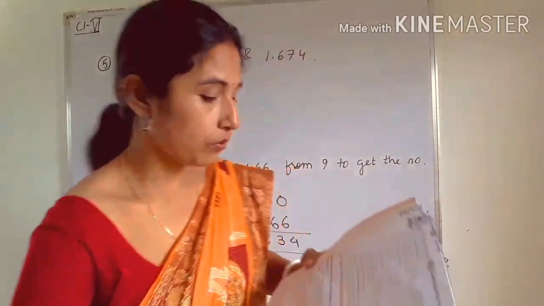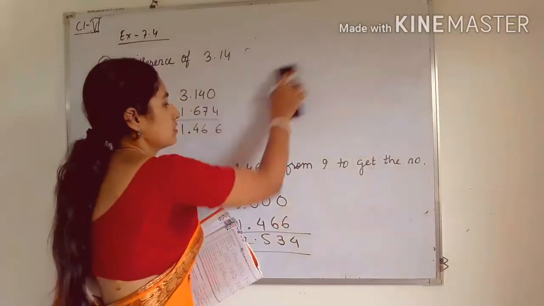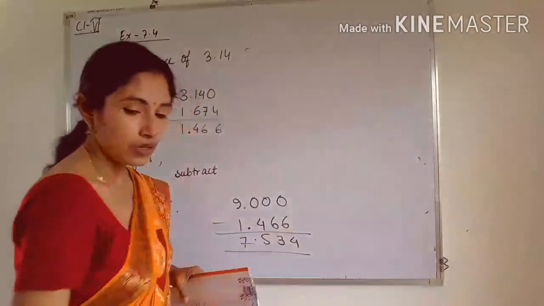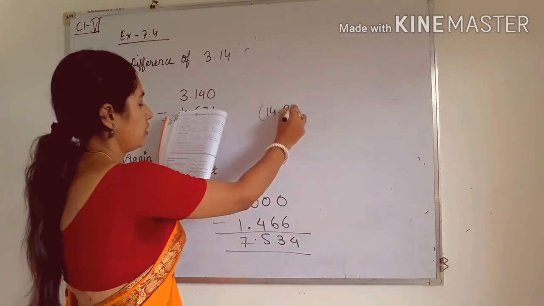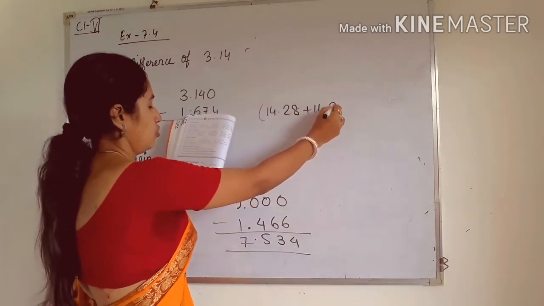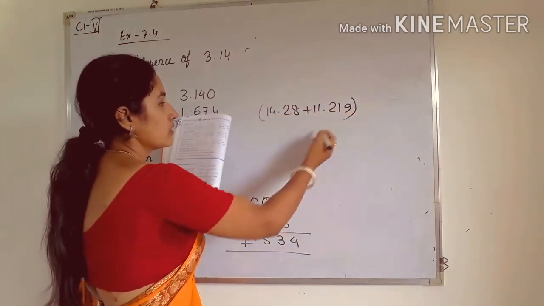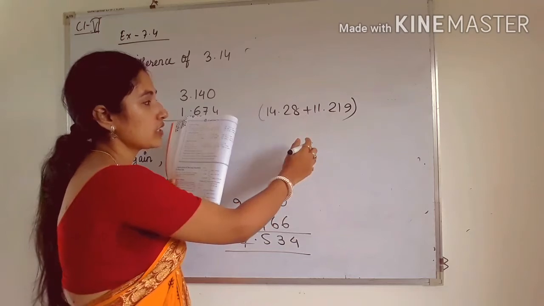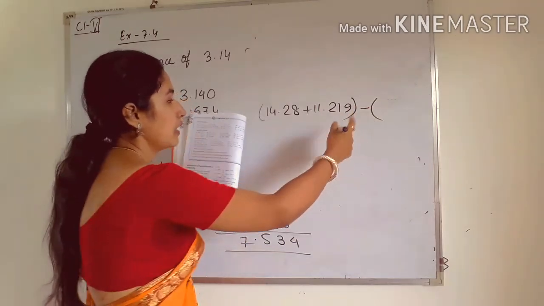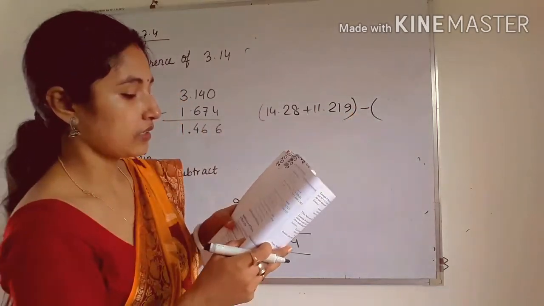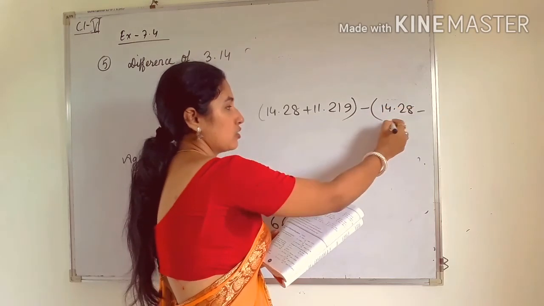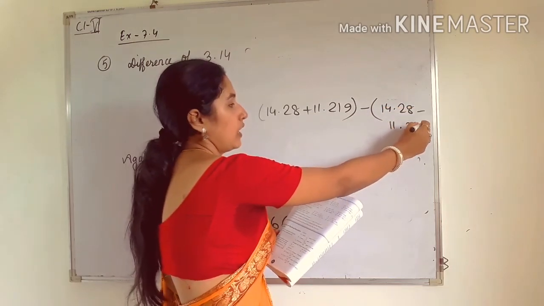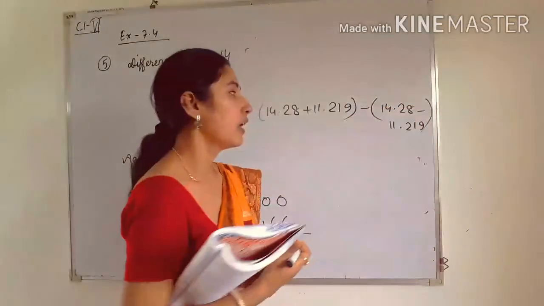So you have to make the expression like this. See, I am just discussing with you; the remaining part you have to do. So see, 14.28 plus 11.219. This is the sum of the two decimal numbers. Minus, in the next bracket you have to subtract these two numbers: 14.28 minus 11.219. Just make it like decimals.